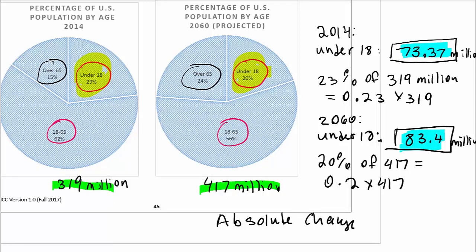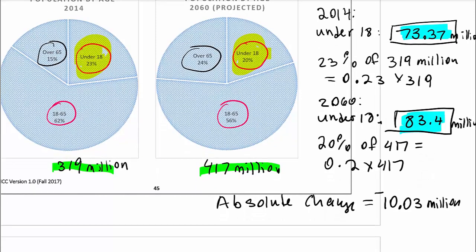All right, so let's review. The absolute change is just subtract them. Just subtract them. I'm not writing it, you're just minusing them. So that's about 10 million people, kids. That's an increase, all right, it goes up.